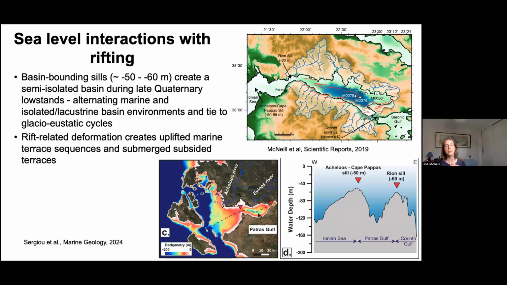There's always long been this hypothesis that we've got alternating marine and lacustrine basin environments, and people started to tie the seismic stratigraphy, as I'll show you, based on that inference. Now we have borehole drilling, we can confirm that correlation. We can use it to estimate and confirm ages as well as the environmental change. And then the rift-related deformation is also creating uplifted marine terrace sequences and submerged subsided terraces as well. So you can see in the bottom right some details here.